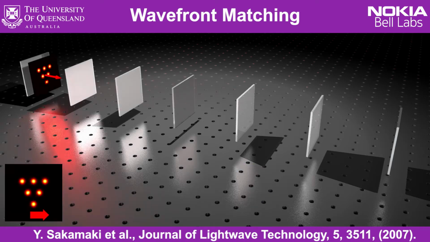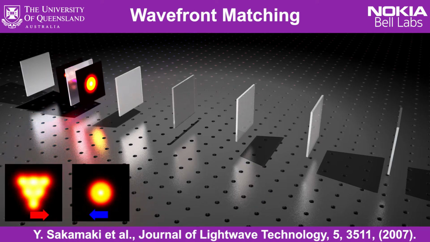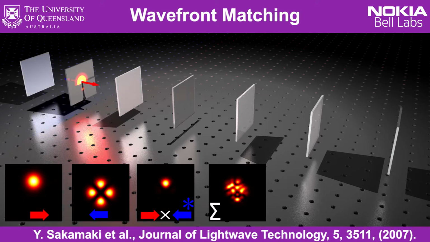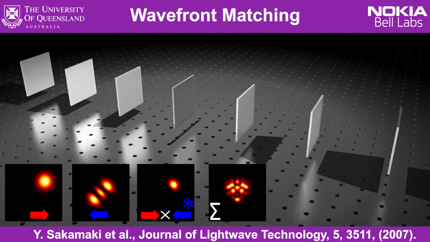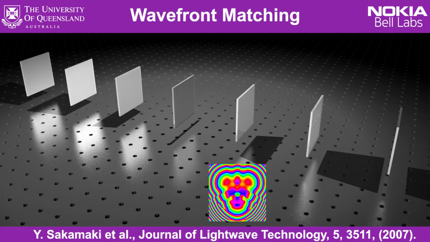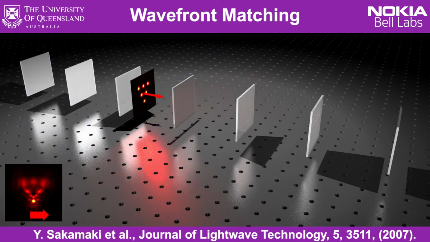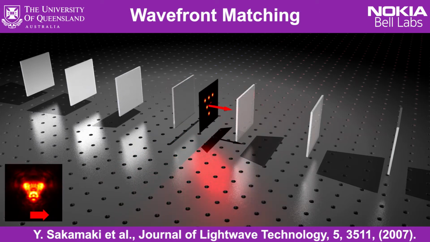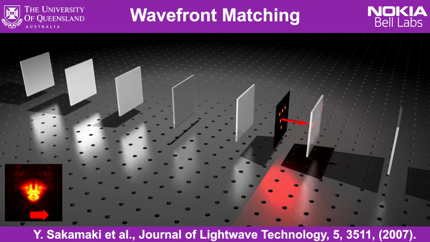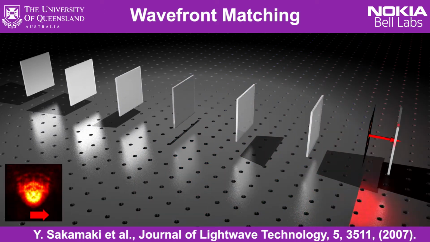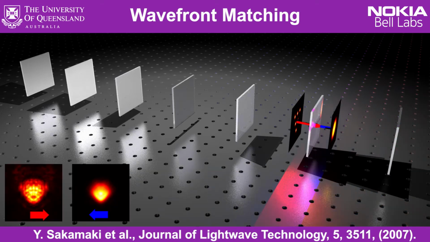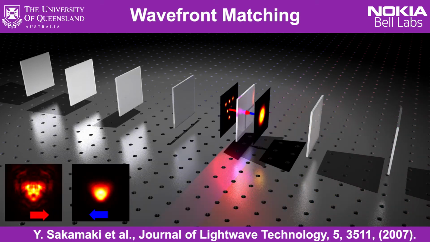Then we propagate to the next plane and do the same thing. Overlap the forward and backward modes, sum their overlaps together, and then take the phase of that superposition as the new phase mask. And like that, you work your way through the device, through each plane. Then when you get to one end, you flip it around and propagate back the other direction following the same process.